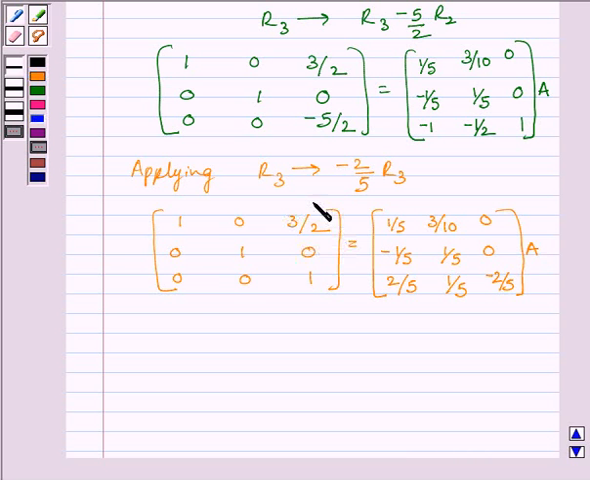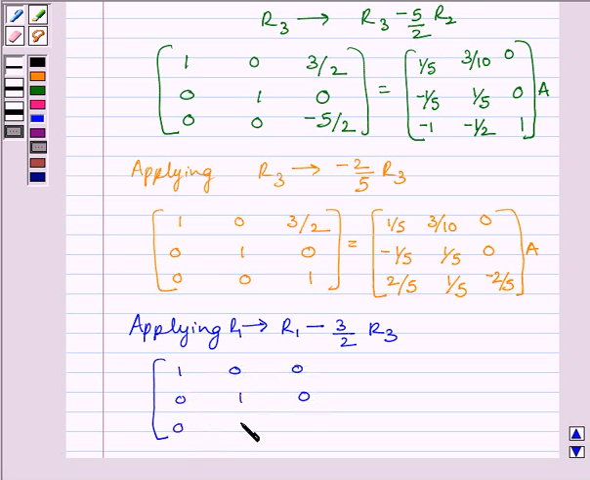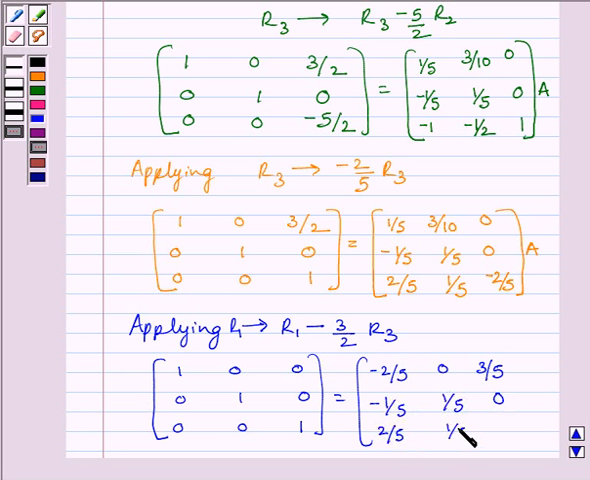Now, to make this element equal to 0, we will apply on R1 the row operation R1 - 3/2 R3. Applying on R1 the row operation R1 - 3/2 R3, we get the matrix [1, 0, 0; 0, 1, 0; 0, 0, 1] = [-2/5, 0, 3/5; -1/5, 1/5, 0; 2/5, 1/5, -2/5] multiplied by A.